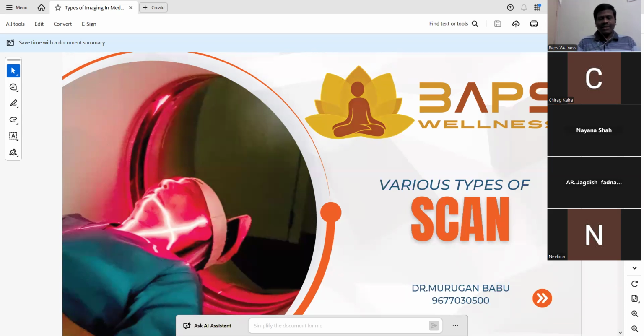So in this class, we are going to see about various types of medical diagnostic methods, tools, normally known as the scans or the X-ray, various different types of these imaging systems, which are used commonly in both diagnosis as well as the treatment.